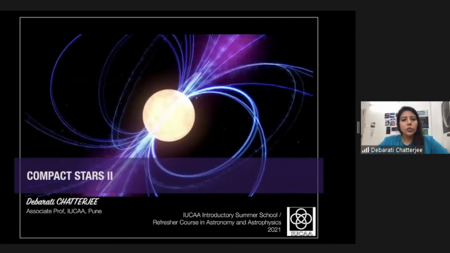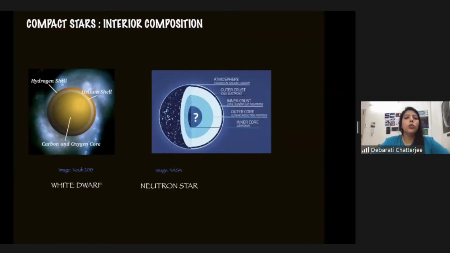Okay, so let's continue with our discussion on compact stars today. Today we will be talking more about the interior composition. Yesterday we talked about multi-wavelength, multi-messenger astronomy, so how we can determine global properties like mass, radius, moment of inertia, etc. from observations in electromagnetic multi-wavelength or gravitational waves. Today we will see how those measurements can actually help us to understand the interior composition of neutron stars as well as white dwarfs.